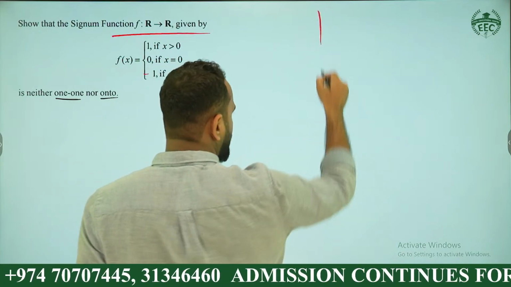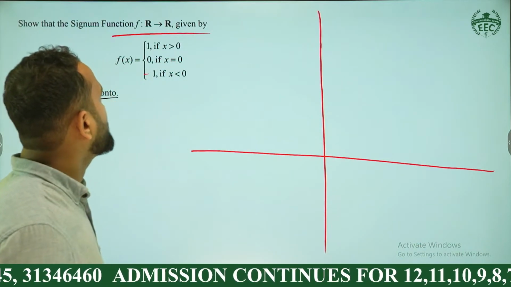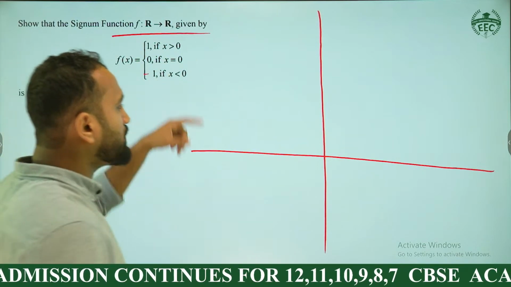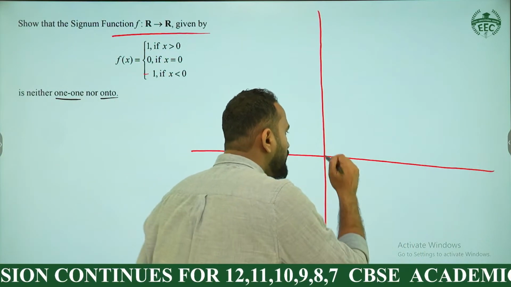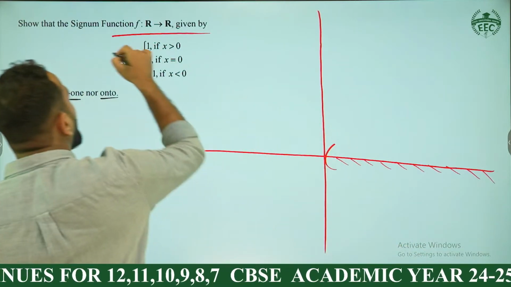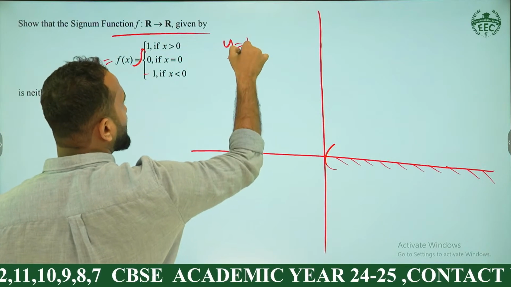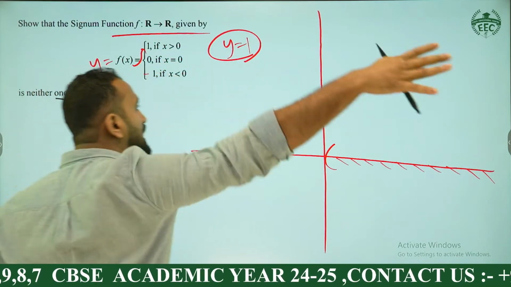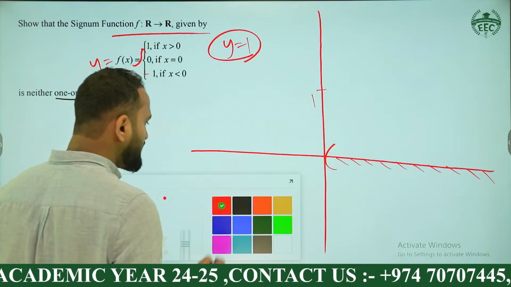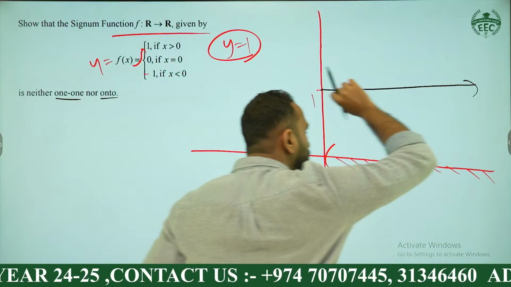Guys, listen here. f of x equal to 1 if x is greater than 0. People, this is x greater than 0. For all x greater than 0, it was found that the y value, y is equal to f of x, is equal to 1. It represents a horizontal line, y equal to 1. So you will be getting something of this kind.